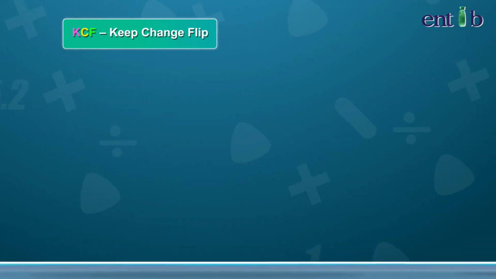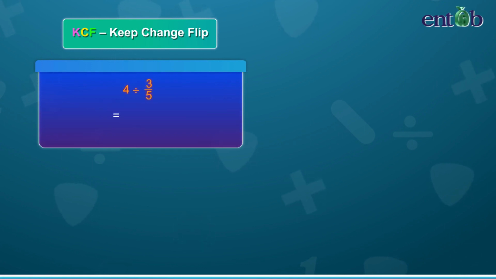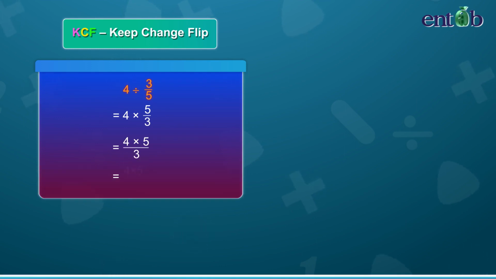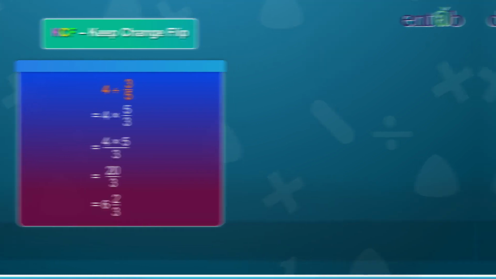To find 4 divided by 3/5, we keep 4 as it is, change the division sign to multiplication sign and then flip 3/5 as 5/3. After that, we simply multiply the numerators, keeping the denominator the same. I have given my answer as a mixed number. You should also do the same, otherwise you lose marks.